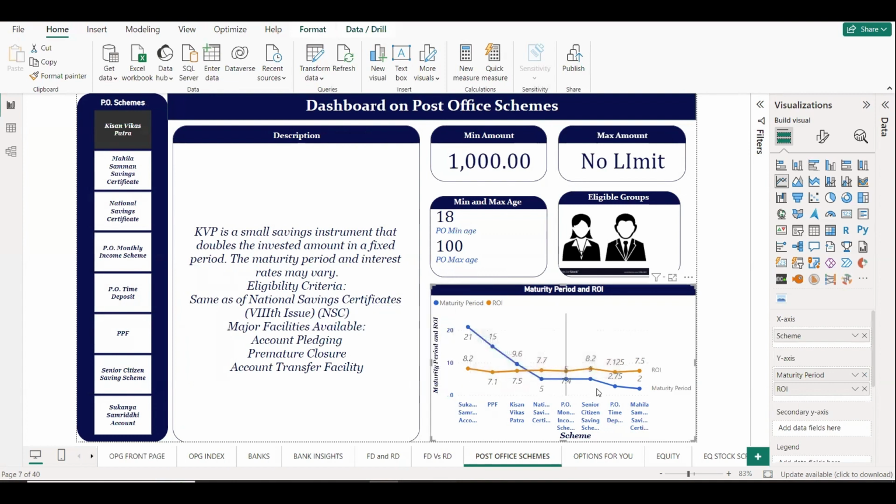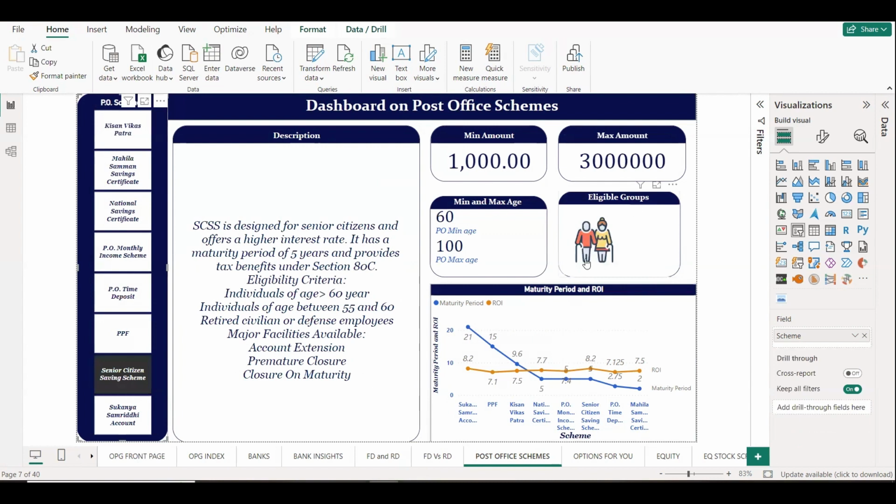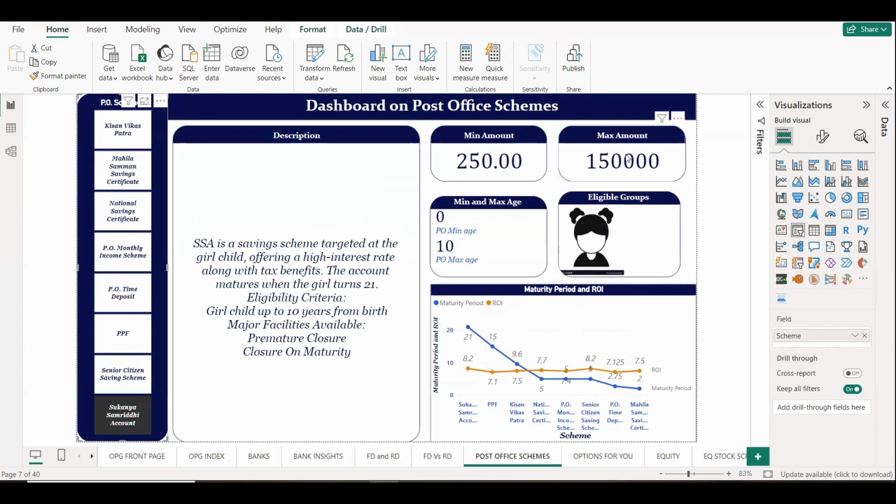And you can see that this point is at maximum. For the senior citizen scheme, you will be able to get a return of 8.2 percent if you only invest for a period of 5 years. Of course, it's only available for senior citizens. You can see here the eligible group is only senior citizens. So yeah, it's logical that they will be able to give that kind of percentage for a period of 5 years. And similarly, Sukanya Samriddhi account is also a unique scheme where it is only eligible for girl children, I think. Yeah, you can see the description here. And it's offering 8.2 percent return for a maturity period of 21 years.